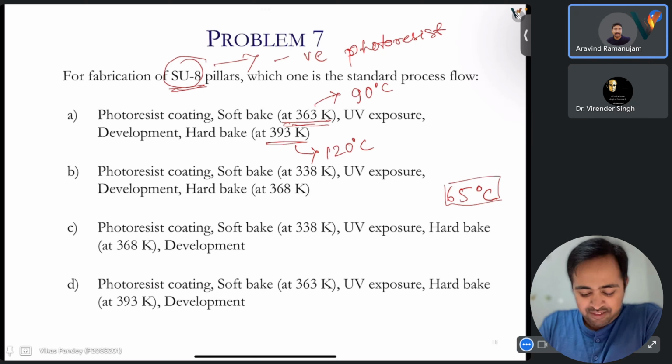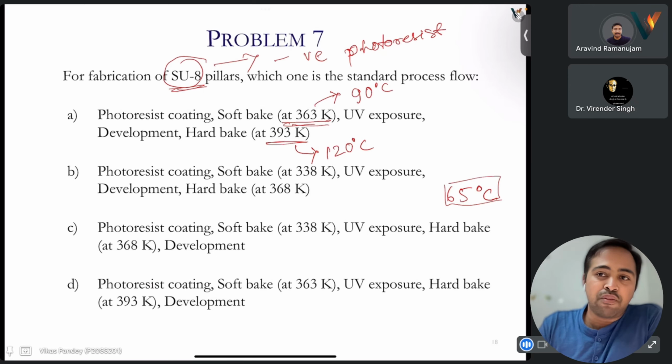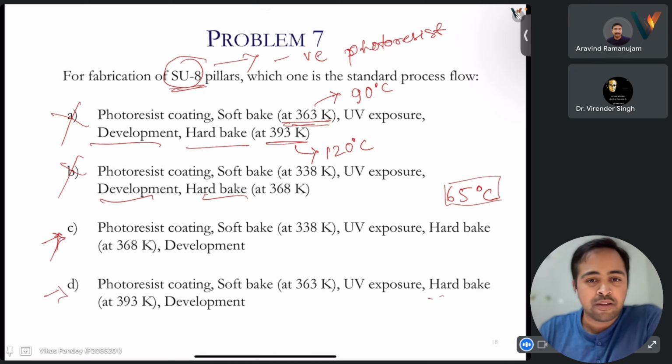First, we have to do the hard bake, then go for development. Unlike the normal process in which we have development and then hard bake. So, certainly these two are wrong for sure. Now we have these two options left. So let's find which one is correct.